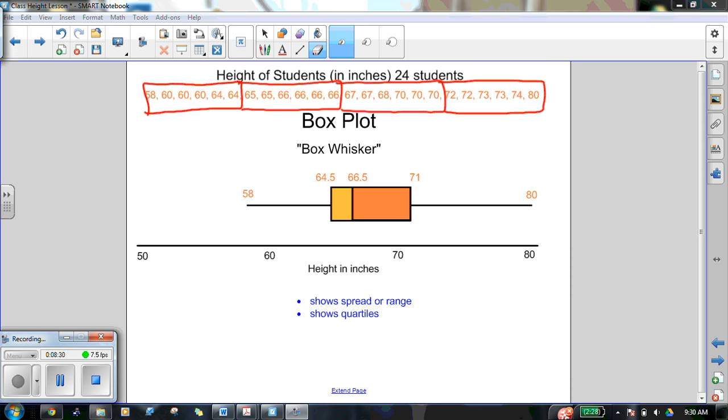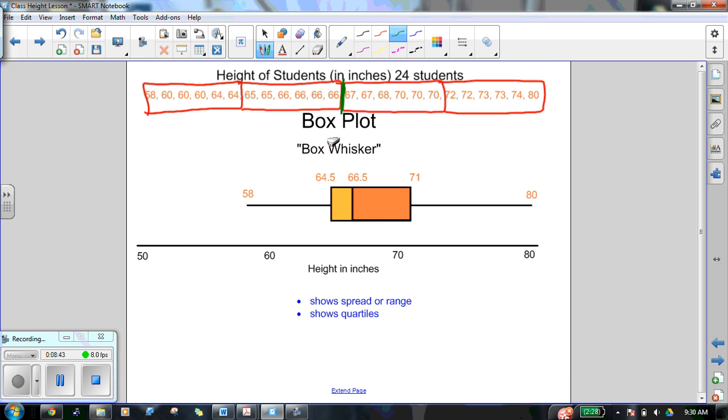Now that we have the groups separated into quarters, let's label the key divisions of these groups. Here we would understand that this value right here is the median, and we defined that in the last screen.